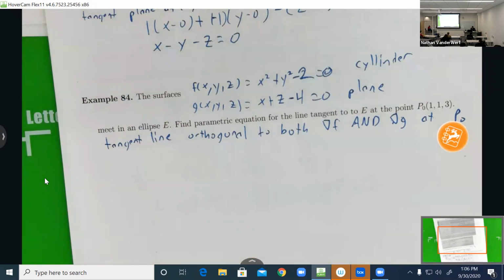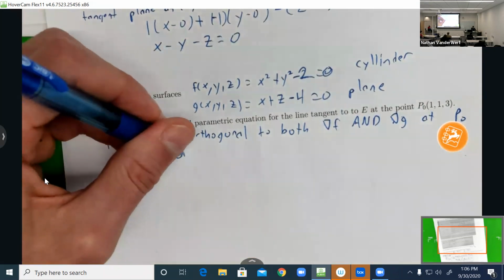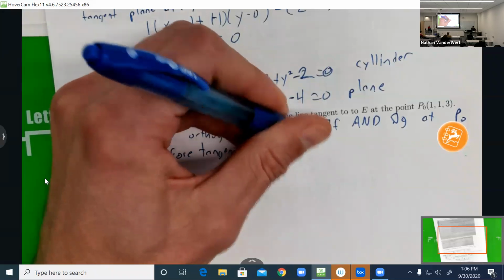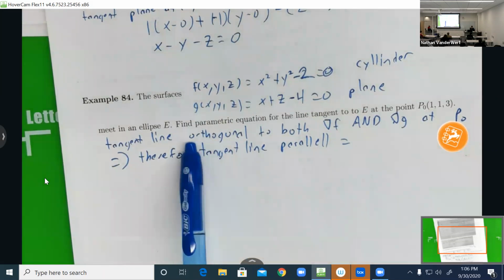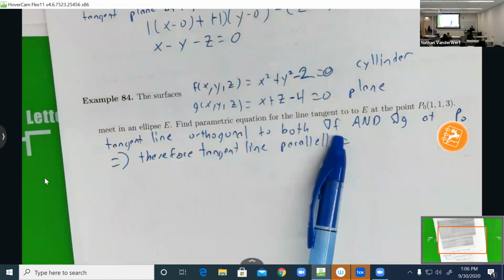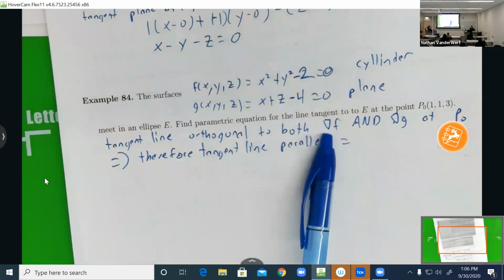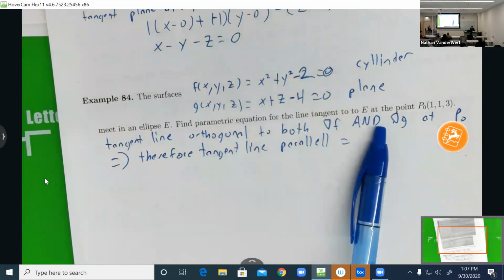So what this is going to amount to, to find this intersection line, therefore the tangent line is parallel to what? I'm trying to quiz you guys on something back in chapter 11, right? So if we made the plane, delta f at P0 is orthogonal to the tangent plane for f, for the cylinder, and also orthogonal to the tangent line of E.